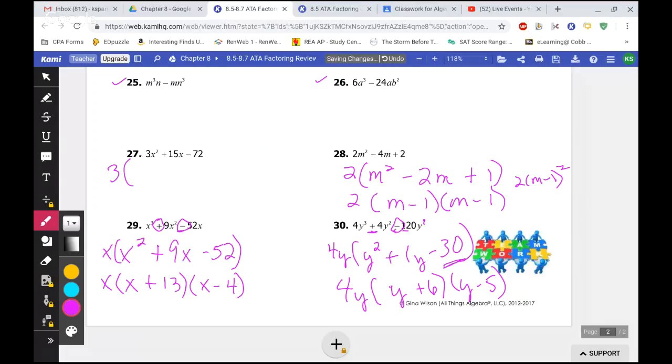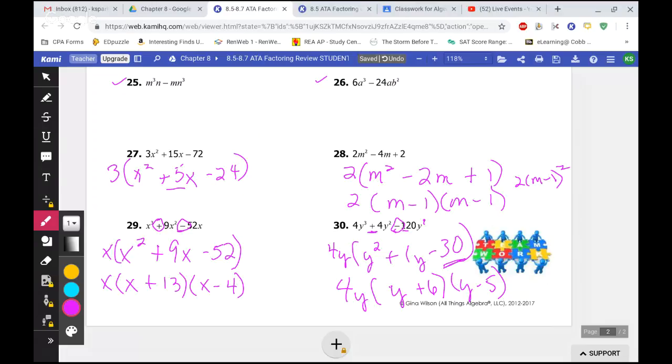And if I take a 3 out of 3x squared, or divide 3x squared by 3, I'm going to be left with an x squared. If I divide a 15x by 3, I'm left with 5x. And if I divide a negative 72 by 3, I'm left with negative 24. And now I have a regular trinomial to factor. So I'm looking for the factors of negative 24 that when I add them together will give me 5.